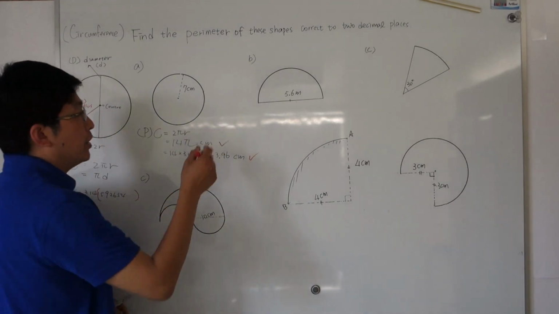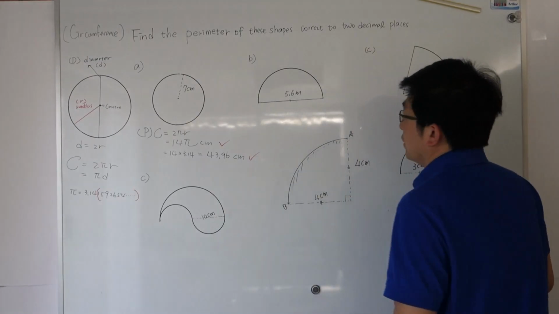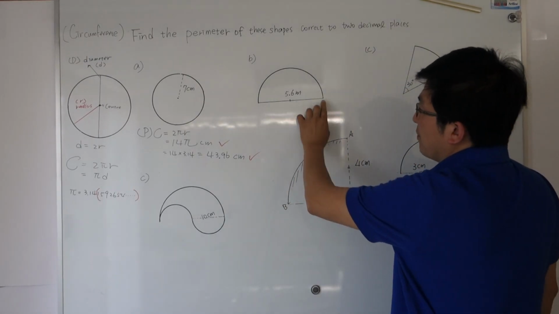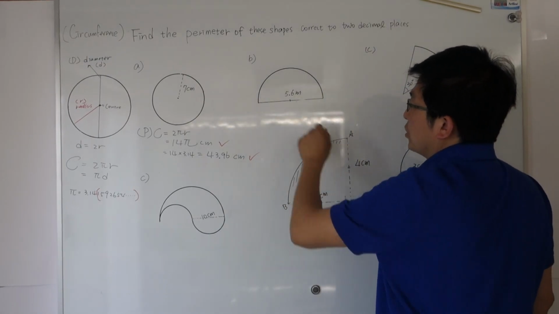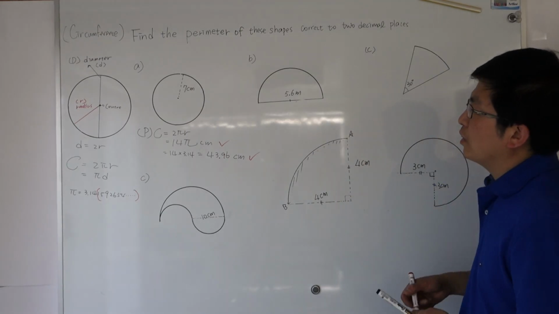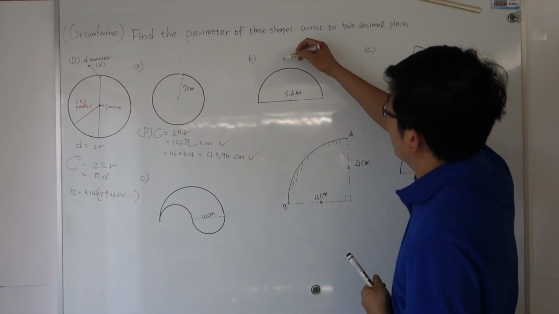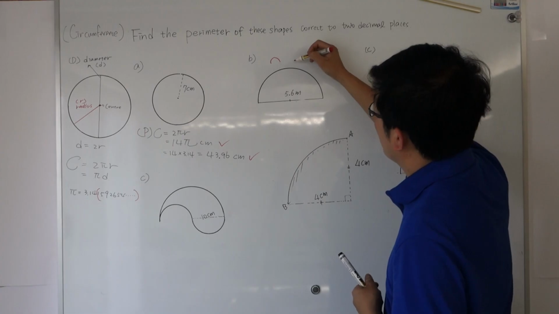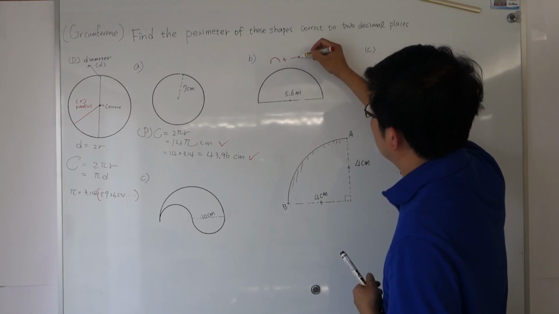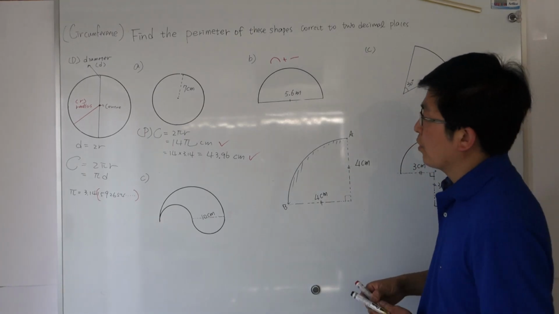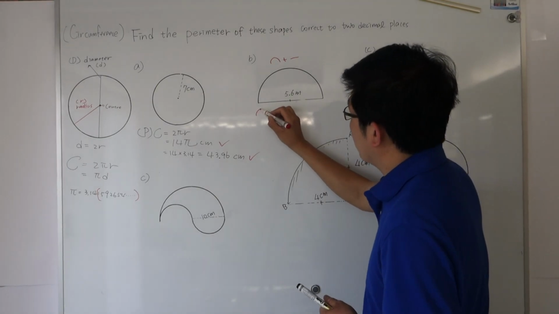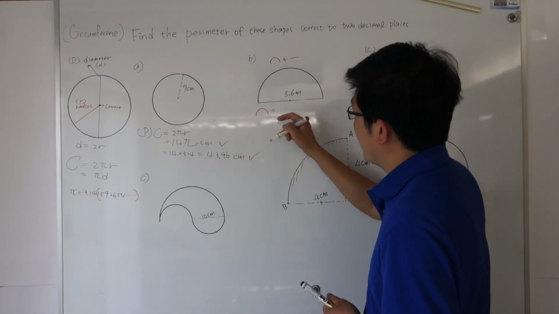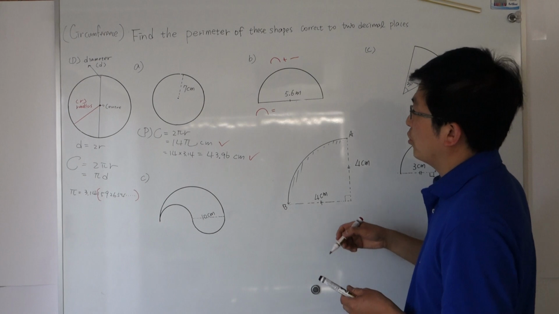Okay, the same here. Be careful here. This is the diameter, right? And this is a half circle. So this equation we need to separate into two parts. One, we take the half circumference. One, you need to add up the diameter. So for the half circumference, it just equals what?